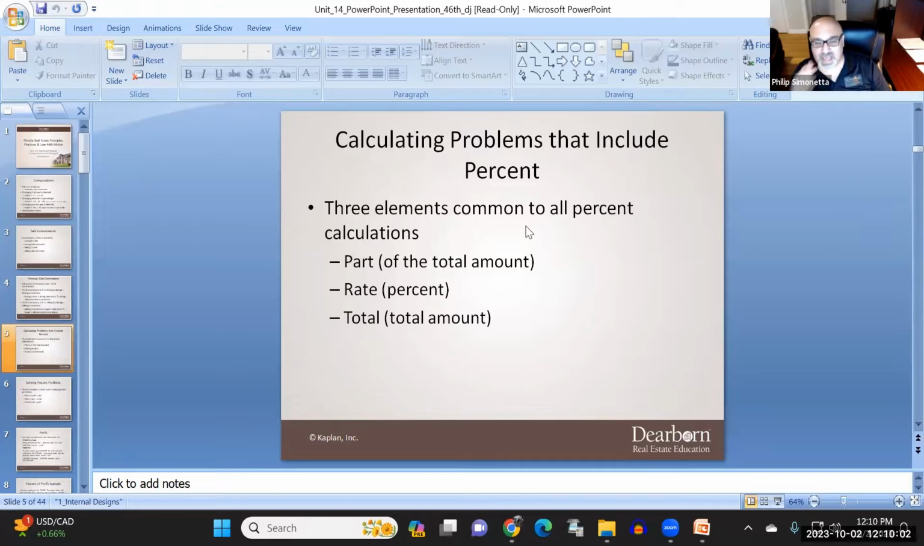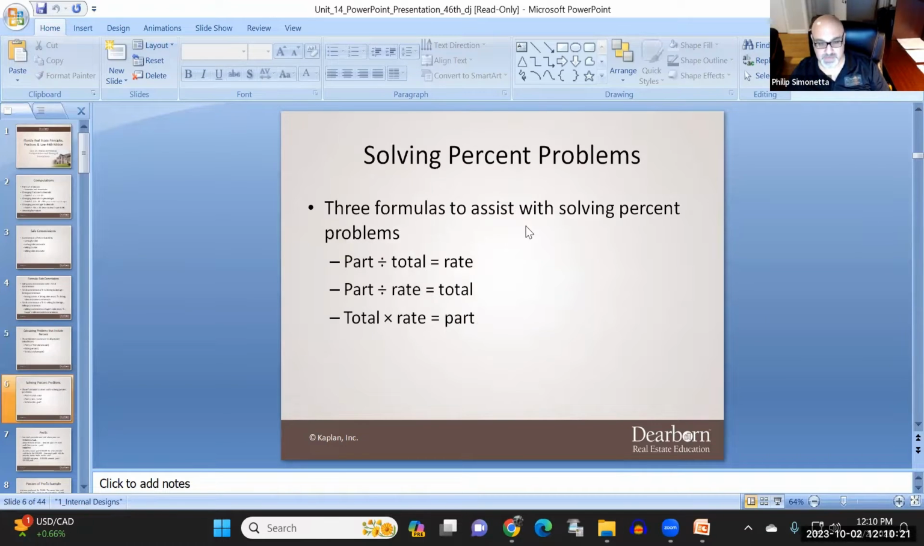So, calculating problems that include percent. There are 3 elements common to all percent calculations: the part of the total amount, the rate, which is the percent, and the total, which will be the total amount of the calculation. There are 3 formulas to assist with solving percent problems. The part divided by the total equals the rate. The part divided by the rate equals the total. And the total times the rate equals the part.